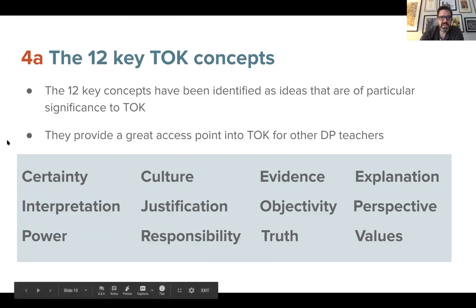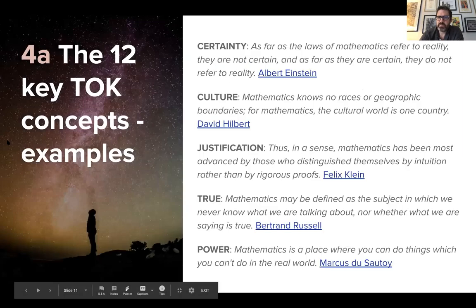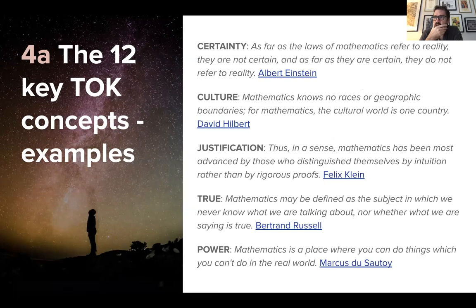Well, I've picked out a few here. So here are some quotes. I like using quotes as a starting point for discussions. So these are some quotes on these different concepts.